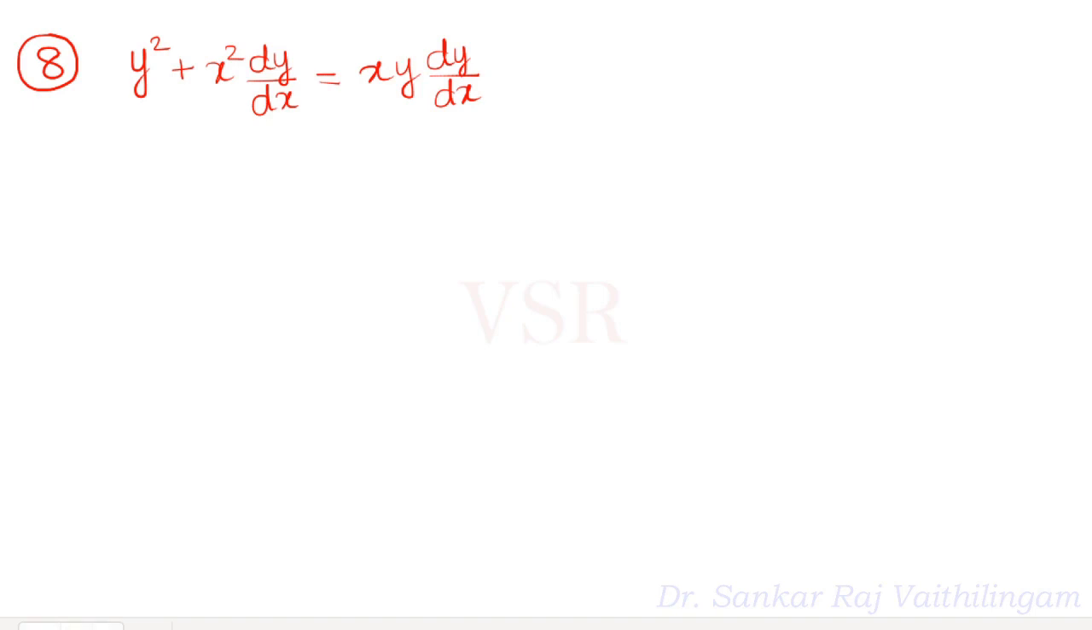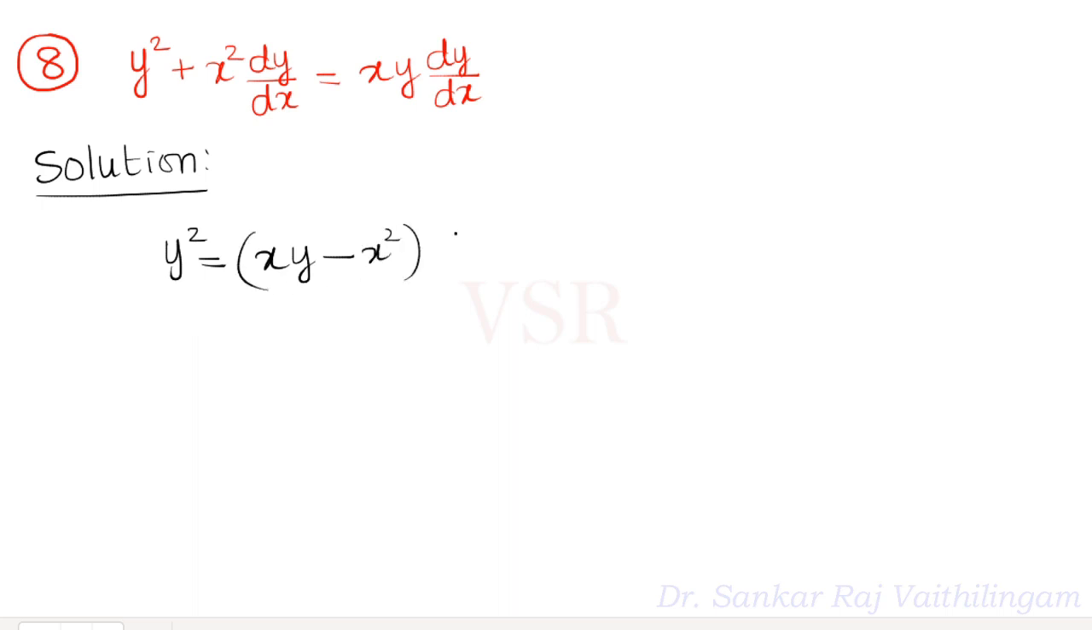Okay, now let us go to the 8th problem. என்ன கொடுத்திருக்காங்க? y square plus x square dy by dx which is equal to xy into dy by dx. முதல்ல dy by dx எல்லாம் ஒரு சைடு கொண்டு வந்துட்டு அதுக்கப்புறம் we will check it. Okay, so solution. எப்படி எழுத போறேன் அப்படின்னா that is dy by dx இது அந்த சைடு கொண்டு போயிடலாமா? அப்போ y square which is equal to xy minus x square into dy by dx. So this implies that இதை denominator கொண்டு வர வேண்டியதான்.